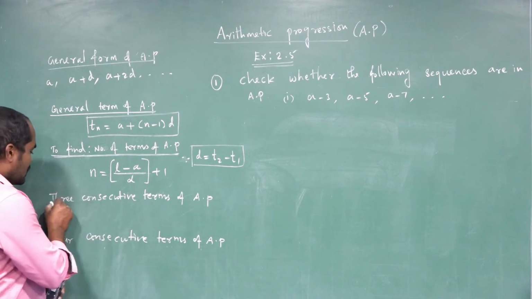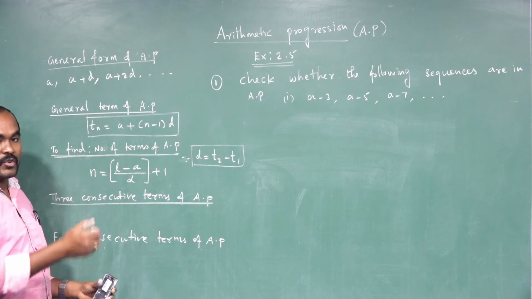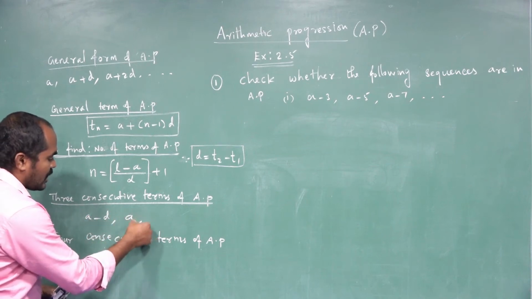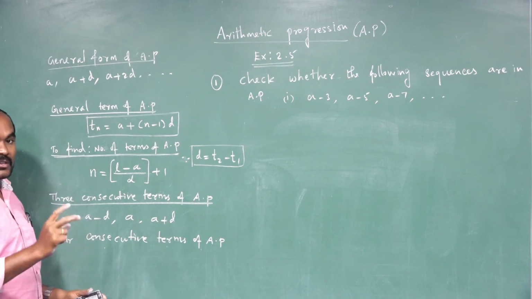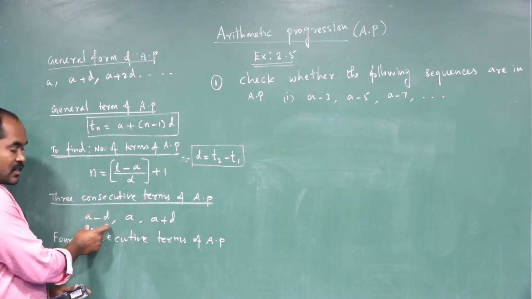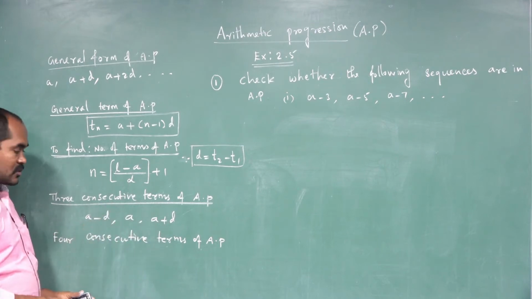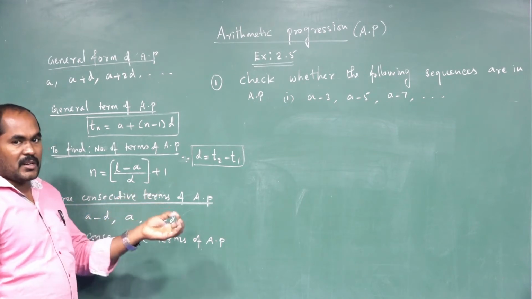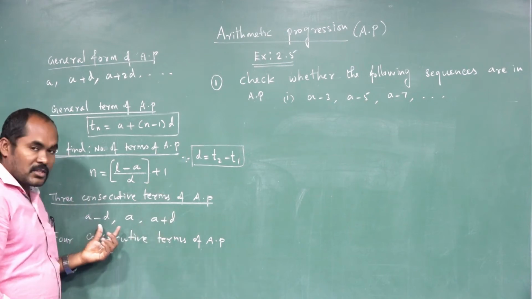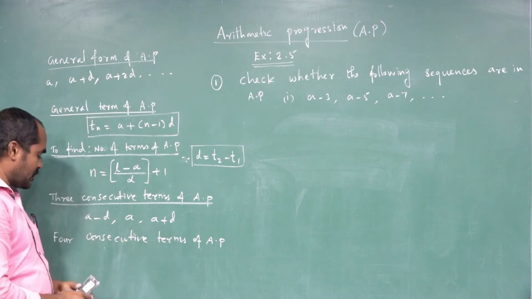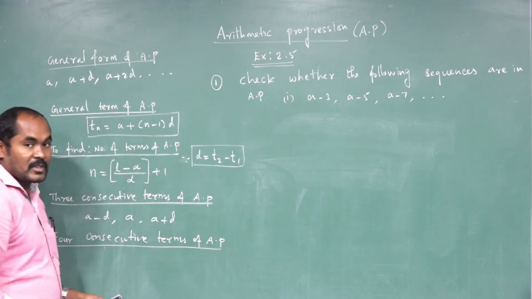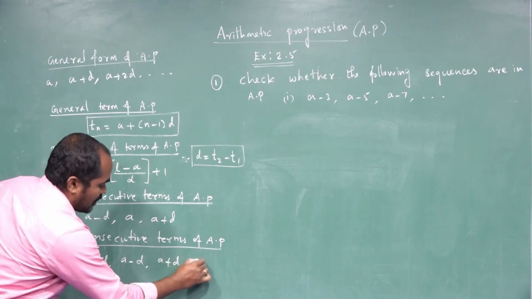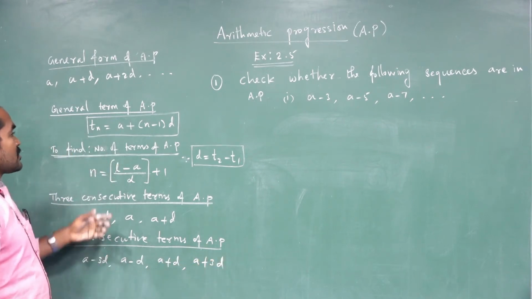Next, when three consecutive terms of a sequence are given in a question, we take the three consecutive terms as A minus D, A, A plus D. So if the sum of three consecutive terms of an AP is given, you take the terms like this: A minus D, A, A plus D. Suppose the sum of four consecutive terms is given, then use this form: A minus 3D, A minus D, A plus D, A plus 3D. These are the forms we use here.